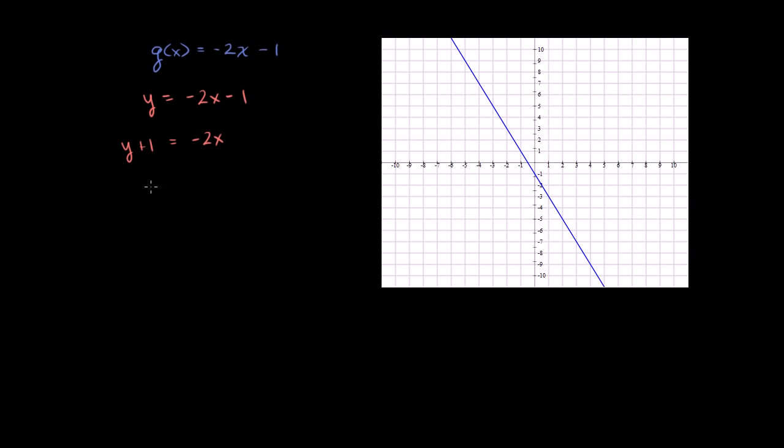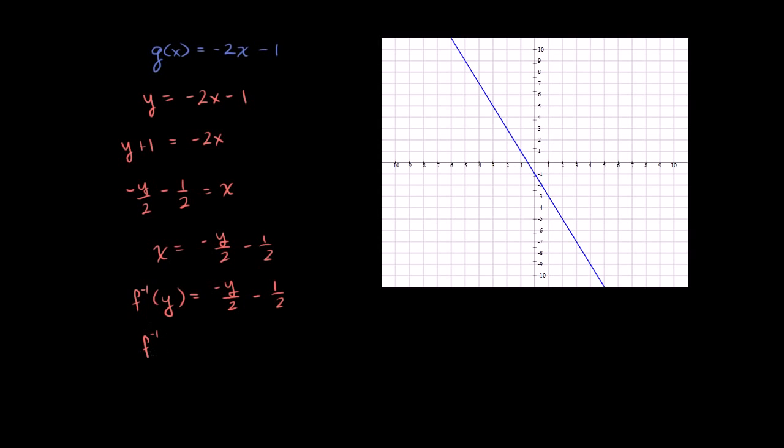Now we can divide both sides of this equation by negative 2. And so you get negative y over 2 minus 1/2 is equal to x. Or we could write x is equal to negative y over 2 minus 1/2. Or we could write f inverse as a function of y is equal to negative y over 2 minus 1/2. Or we could just rename y as x.